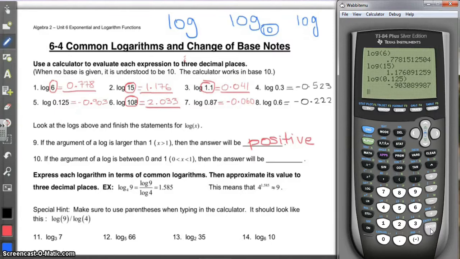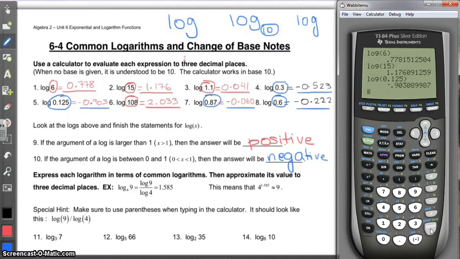If the argument of a log is between 0 and 1, it means it's 0 point something, then the answer will be what? So let's see. This is 0.3, so this is between 0 and 1. This 2 is as well, and this is as well. So let's look at the answers. This is going to be a negative answer, a -1, a negative answer, and a negative answer. So then the answer will be negative.